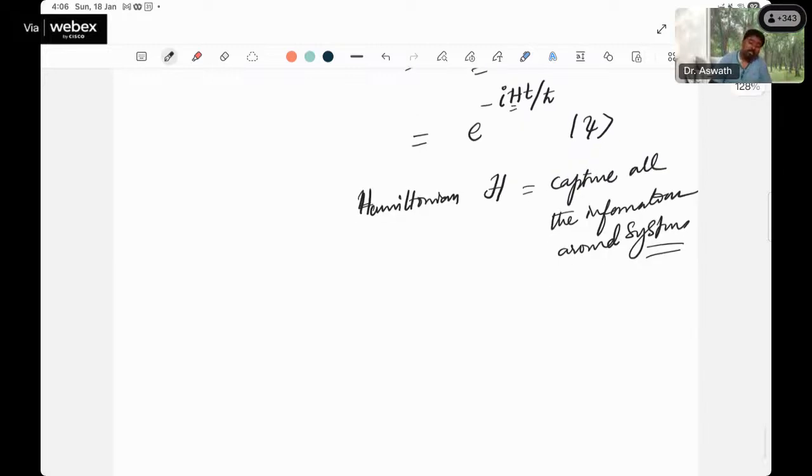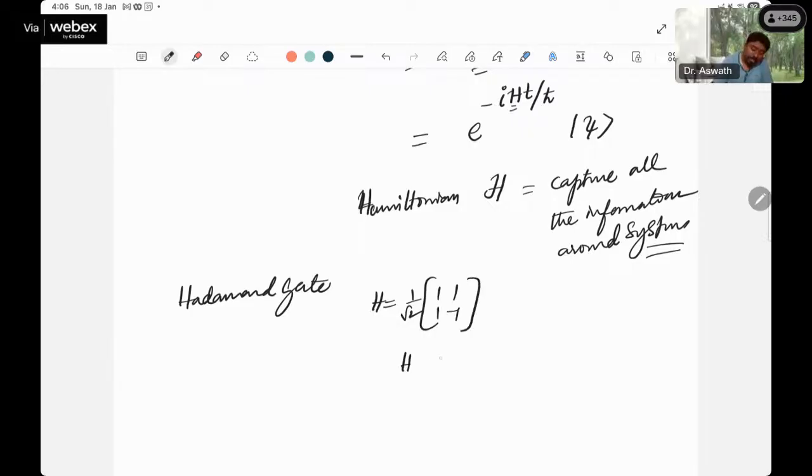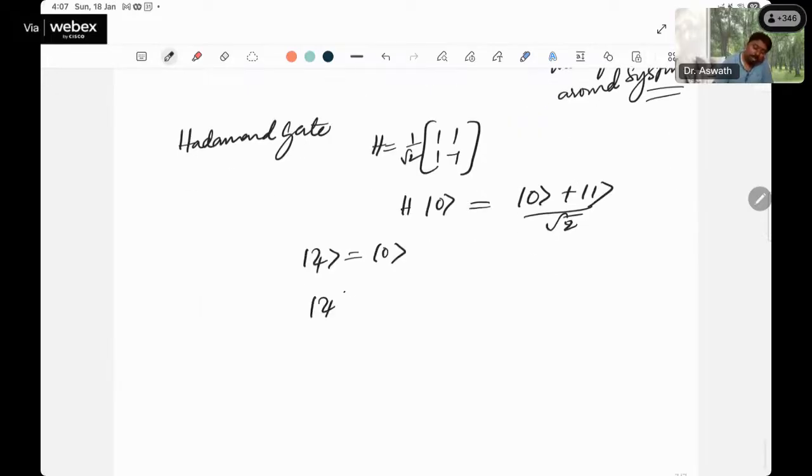Let's take the Hadamard gate. What is the Hadamard gate? H is 1 by square root of 2 times the matrix 1, 1, 1, minus 1. This is the Hadamard gate, which acts on, let's say, quantum state 0 and puts it into a superposition state. My old quantum state is ket 0. What is my new quantum state? The new quantum state is the ket plus state. So my unitary operation on the quantum state gives me the ket plus state.